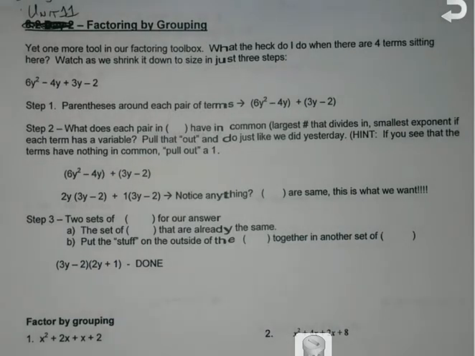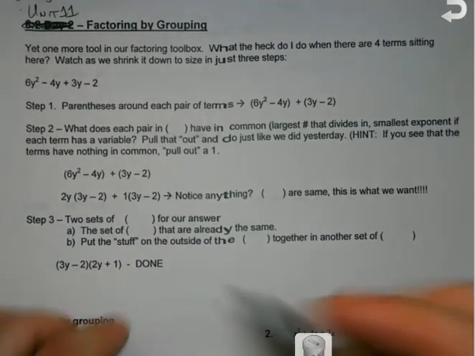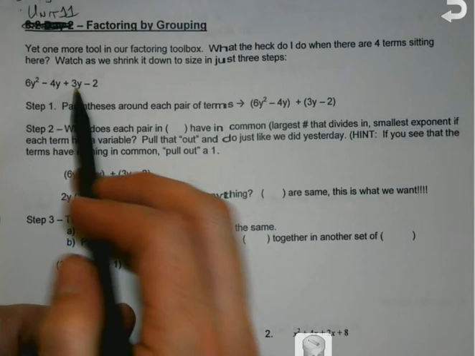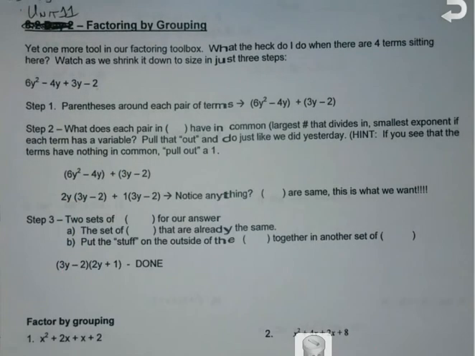We're going to take a peek today at what grouping is. Now, here's how this works. Grouping problems typically are going to have 4 terms in them. And like I said, I can look at this and I can say, oh, maybe I could take out a y. But then I look, well, the last term doesn't have a y. So I can't take that out.